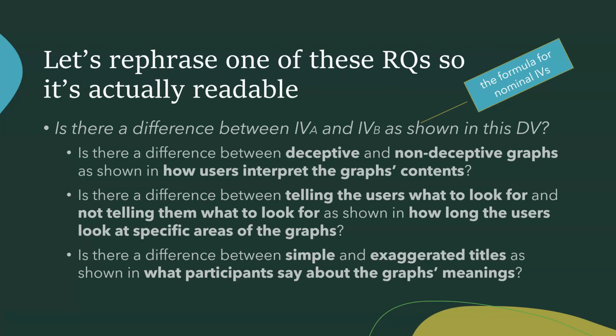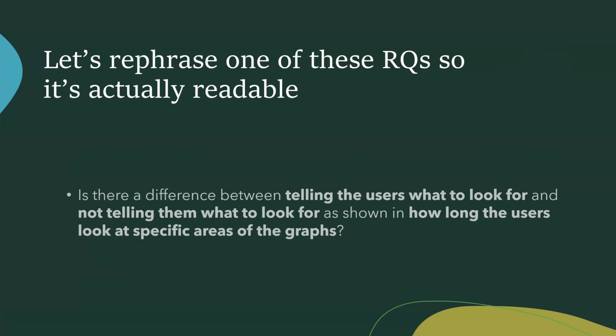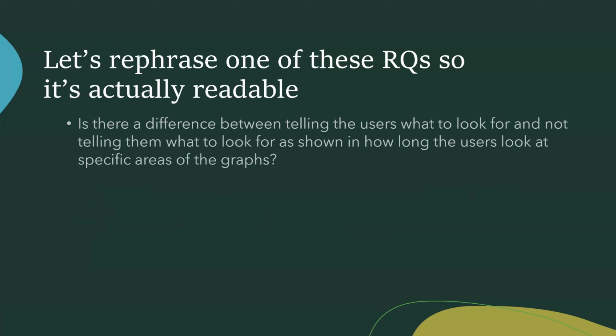So let's get rid of some of these and rephrase one of the research questions so it's actually readable, understandable in English. You don't have to bend your brain. Let's focus on this one. I'm going to move it up top, take out the bolds, and we'll just go from here. So is there a difference between telling the user what to look for and not telling what to look for as shown in how long the users look at specific areas of the graphs?